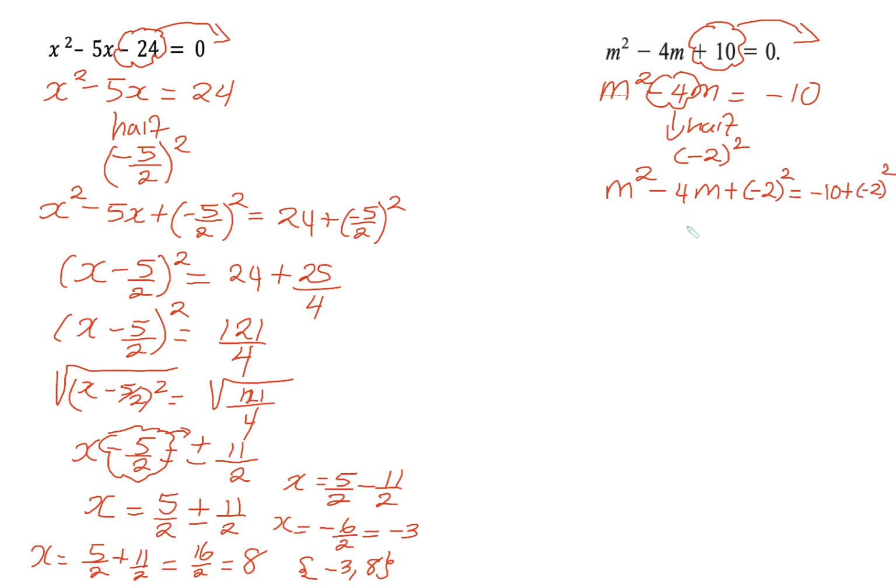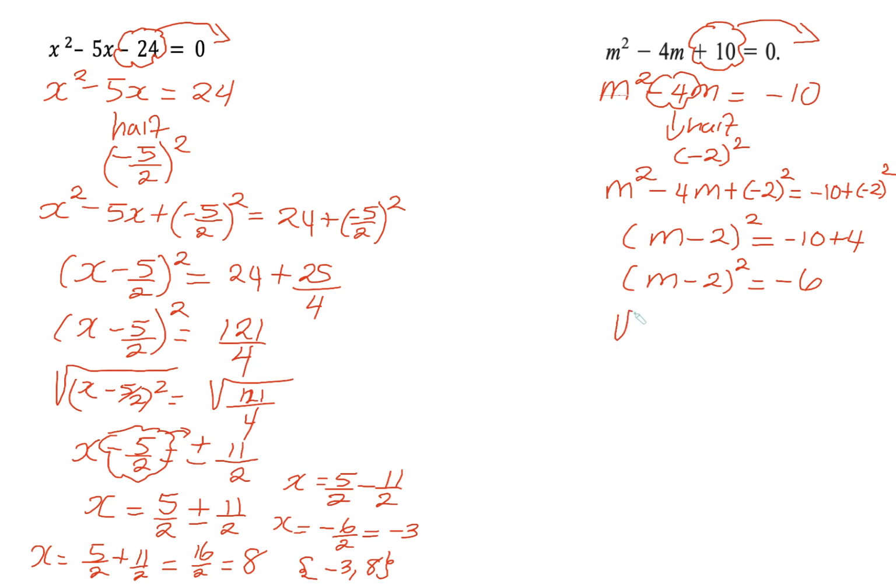all squared. Now you can factor this because it's simple. It's just going to be m minus 2 all squared. And then over here, negative 10 plus negative 2 squared, which is 4. So you have m minus 2 all squared equals, and negative 10 plus 4 gives you negative 6.